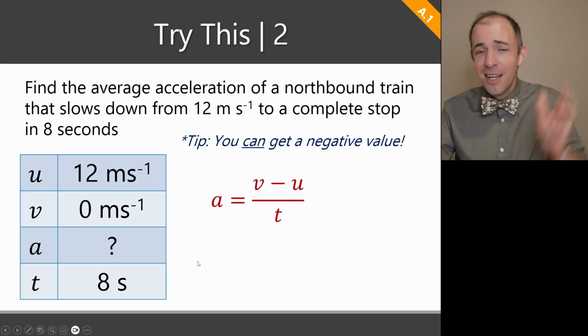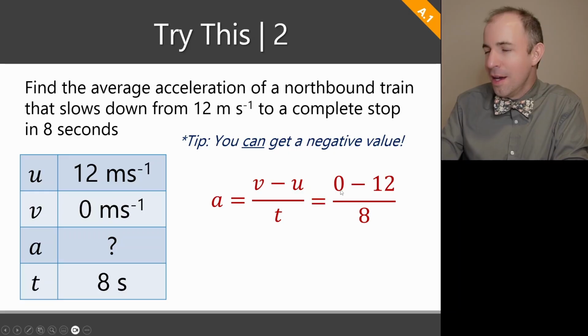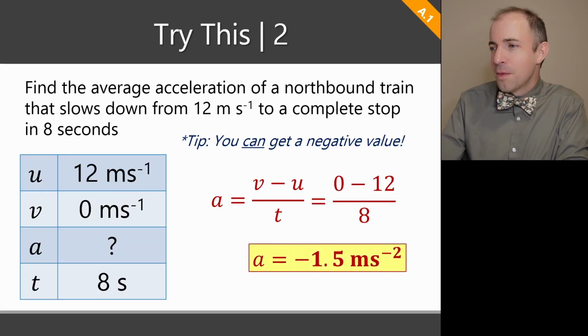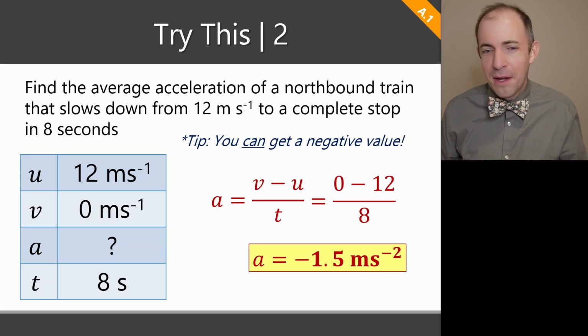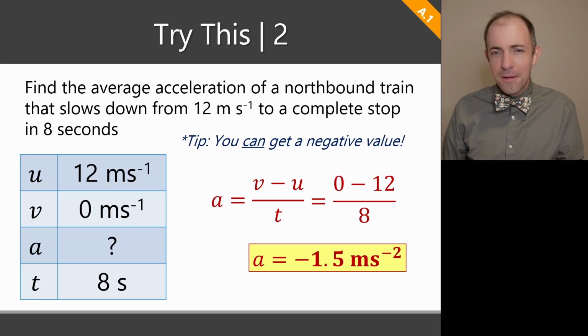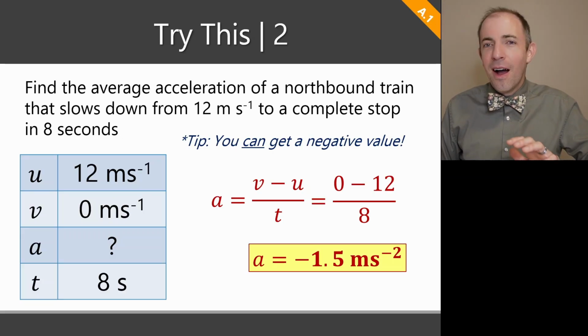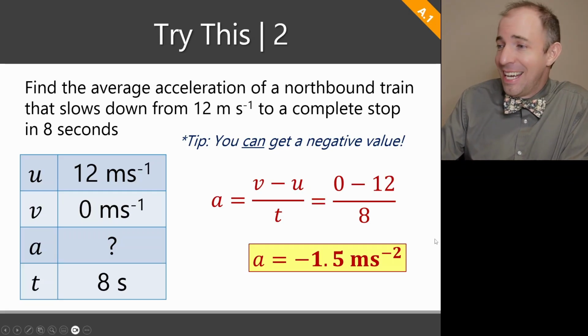Again, my equation is final minus initial. Here my final is 0, my initial is 12. So I'm actually going to plug it in as 0 minus 12 over 8. It means I'm going to get a negative value of negative 1.5 meters per second squared. Acceleration, like velocity, like momentum, like force, is a vector quantity. Acceleration has a direction to it, which means it could be negative, and in this case it is.